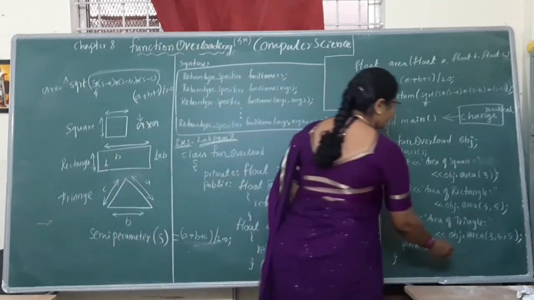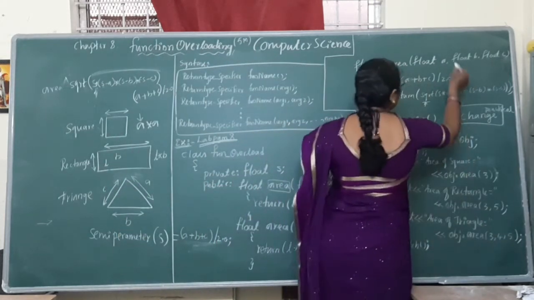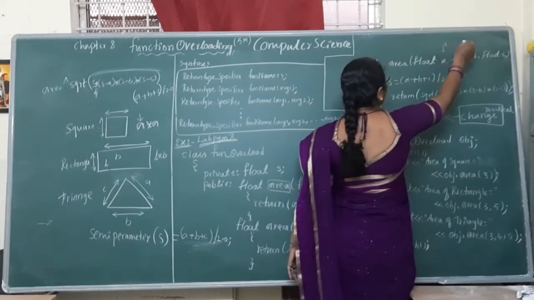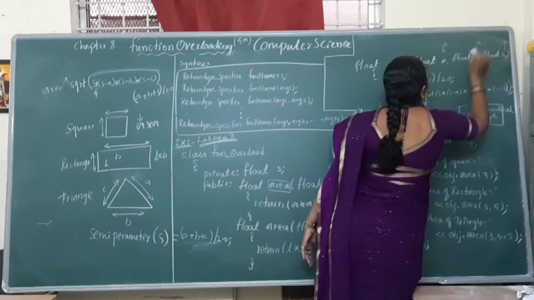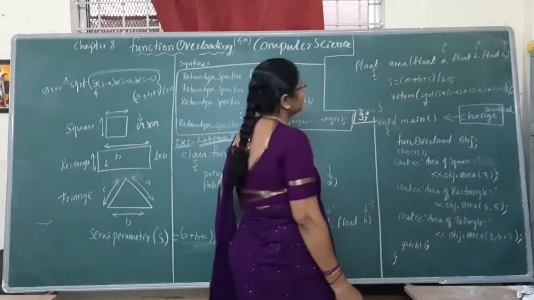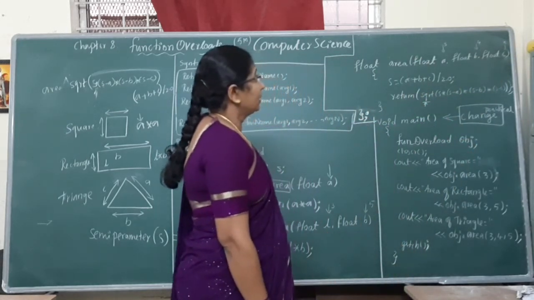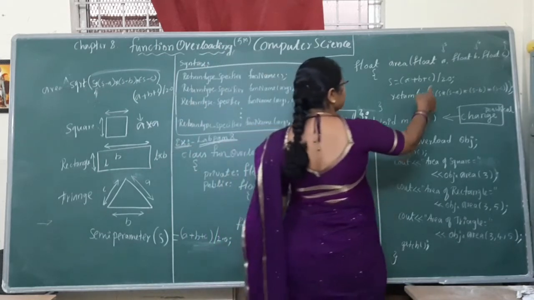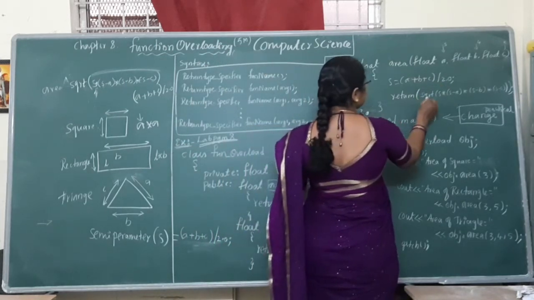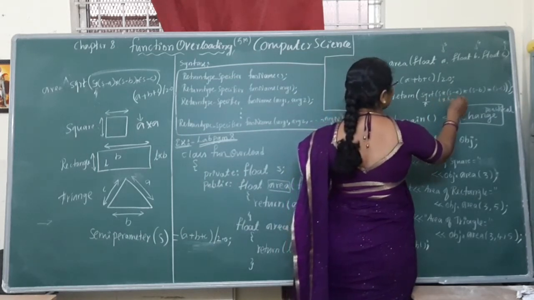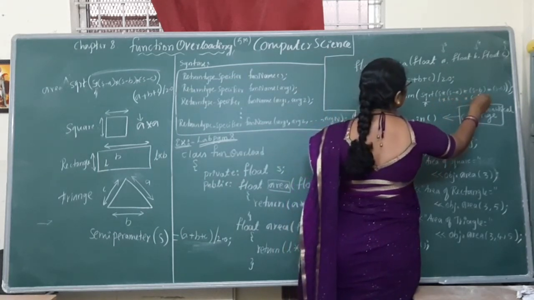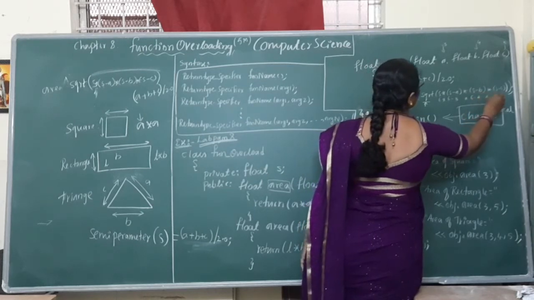Then come to your triangle 3, 4, 5. 3 will be copied to A, 4 will be copied to B, 5 will be copied to C. So what will you get? 9, 10, 11, 12. 12 divided by 2, you will get 6. That 6 will be multiplied here: 6 into 6 minus 3, into 6 minus 4, into 6 minus 5.